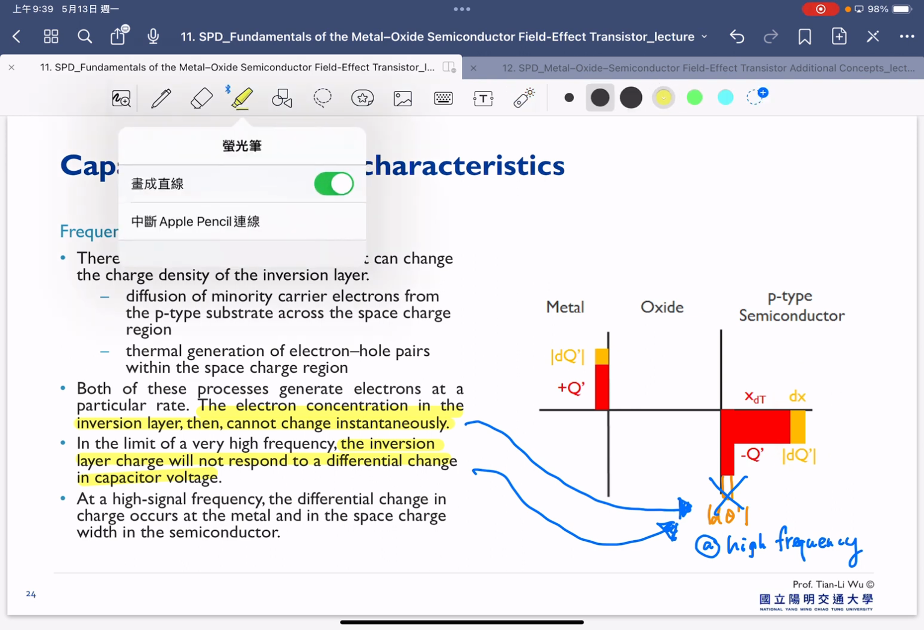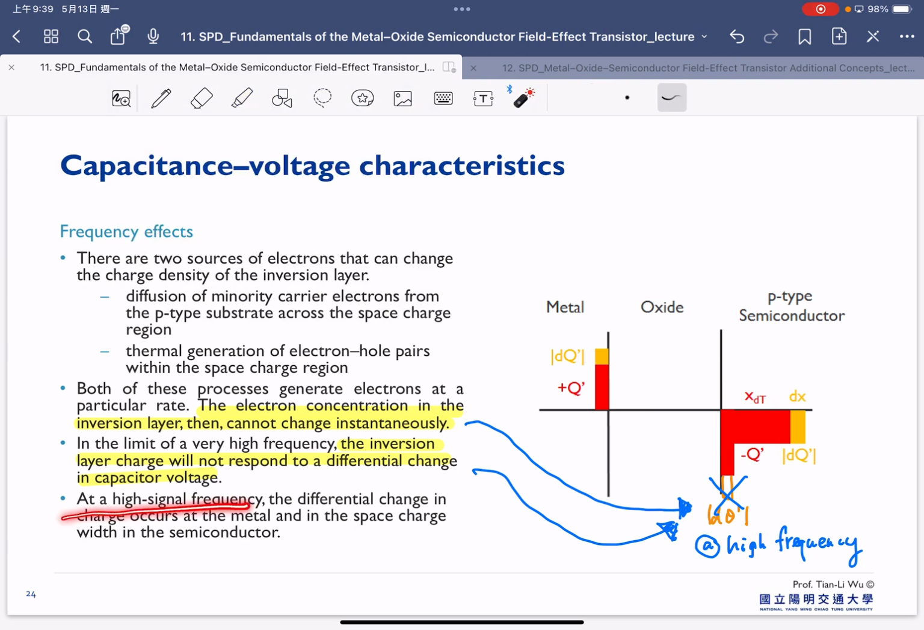So at a high frequency, the differential change in the charge occurs at the metal and the space charge width in the semiconductor, which means this will be reflected at this region. So that's at a high frequency.